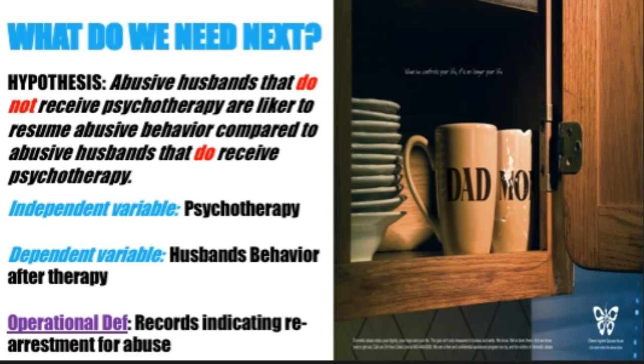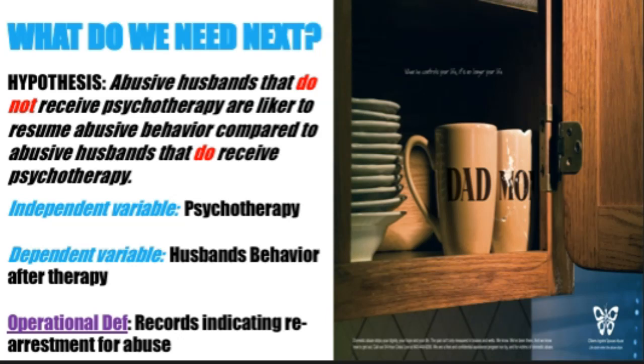So if I'm trying to operationally define likelier to resume abusive behavior, or rather the husband's behavior after therapy, which is what I should really be operationally defining, I need to explain what that means, right? So, if they are rearrested for abuse, this clearly defines what I mean by husband's behavior after therapy, okay?